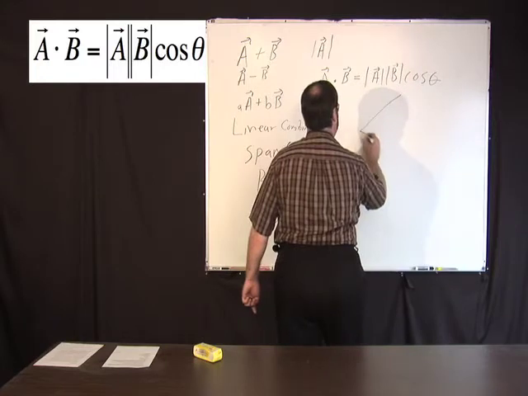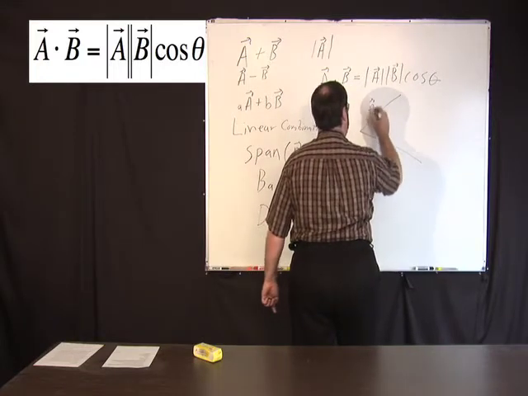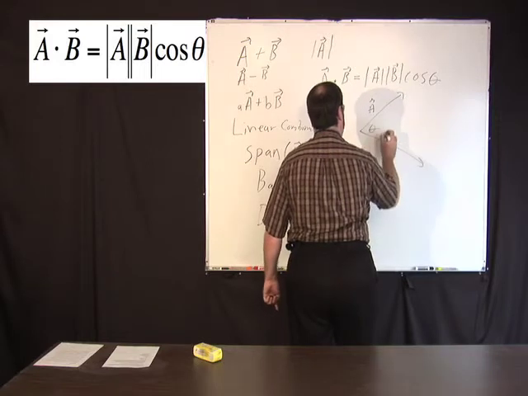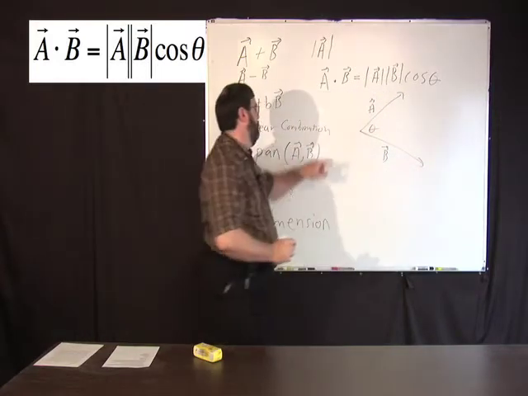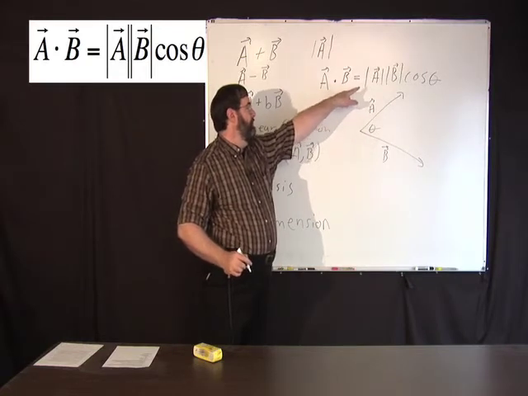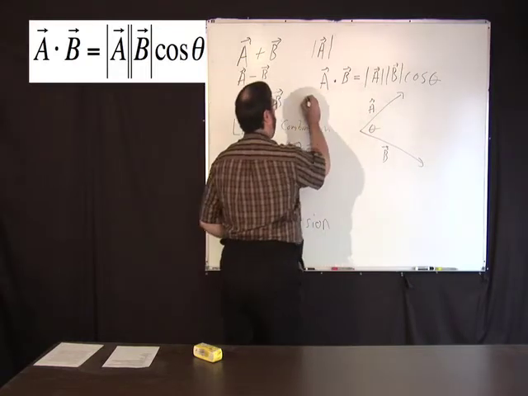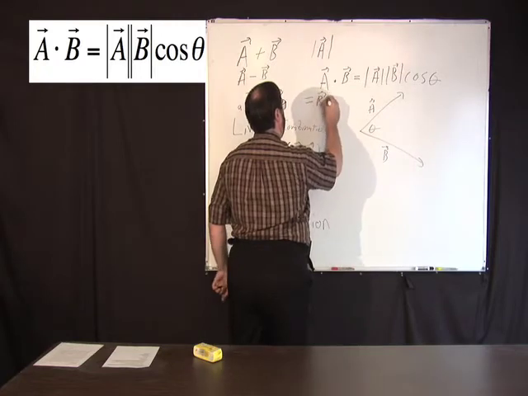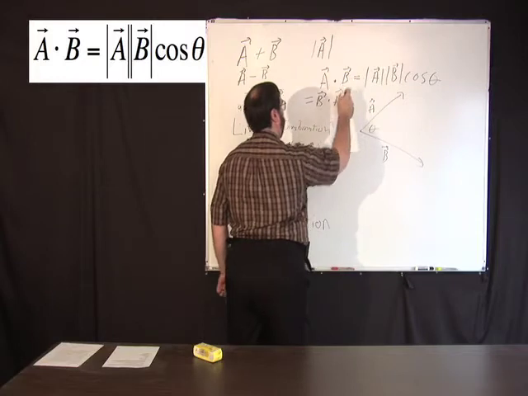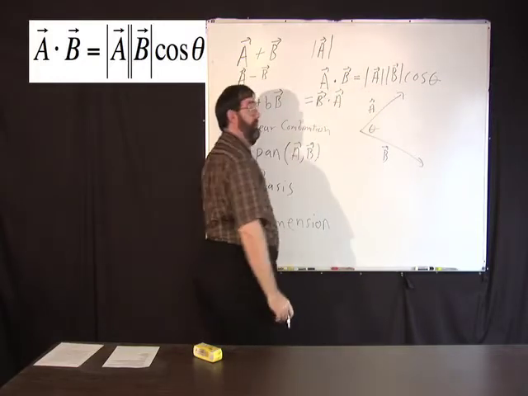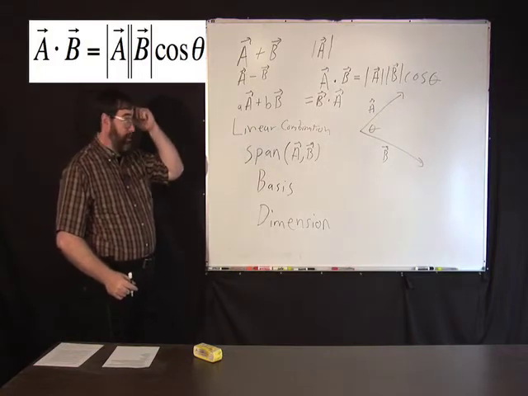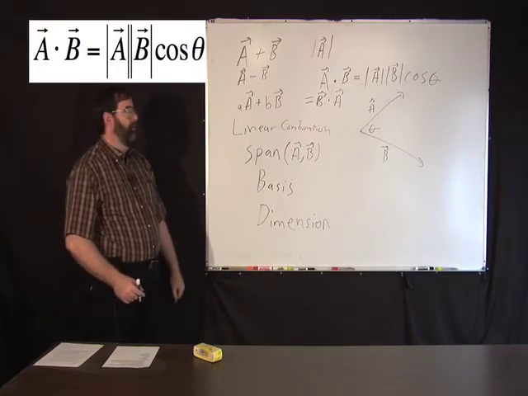So if you have two vectors, A and B, with the angle theta apart, this is the dot product. And you can see from this, this is also equal to B dot A. It doesn't matter what order you do it in. This is the same because this is the definition. So it's the length of one times the length of the other times the cosine of the angle between them.